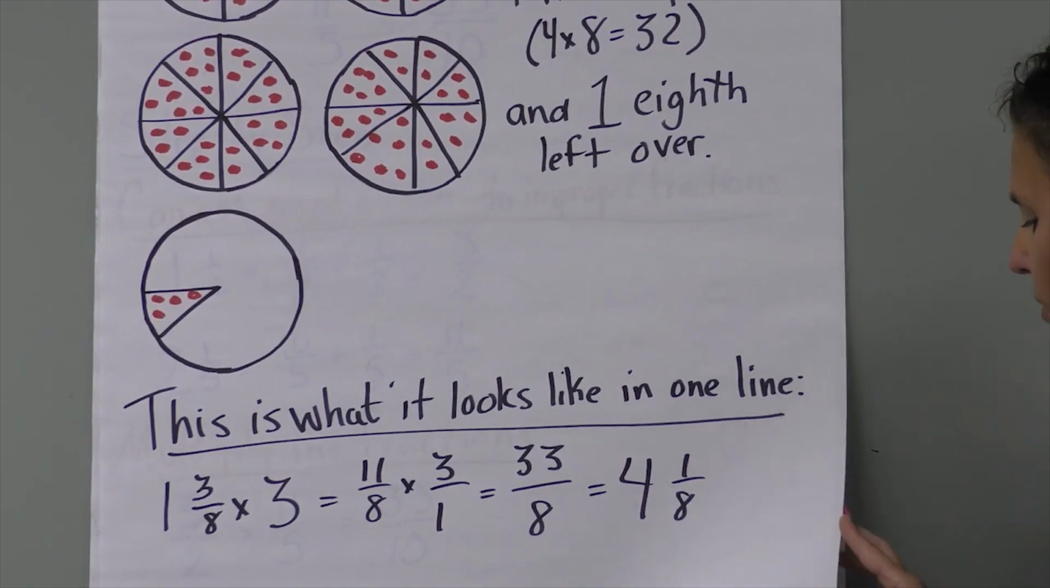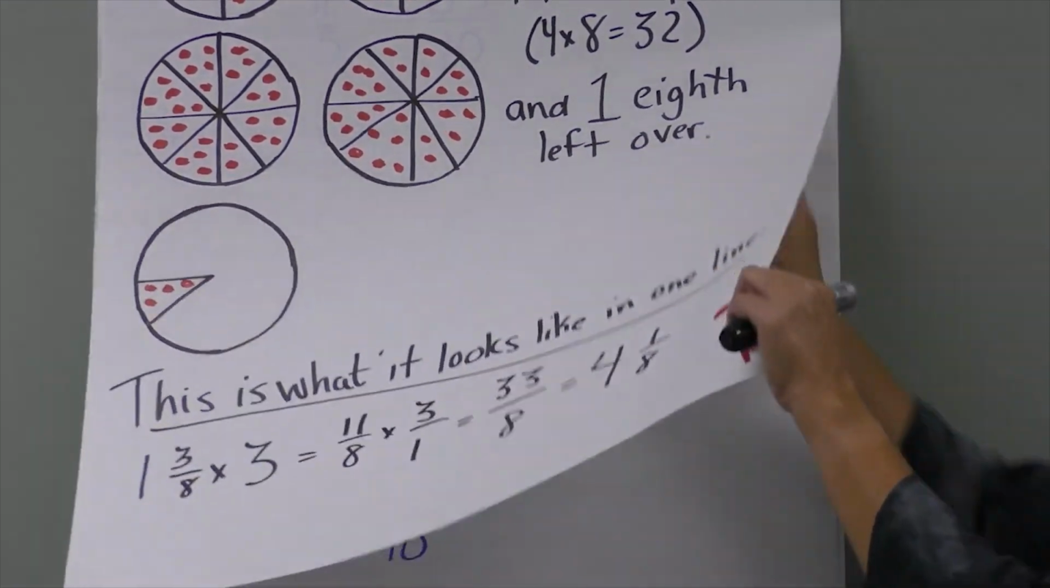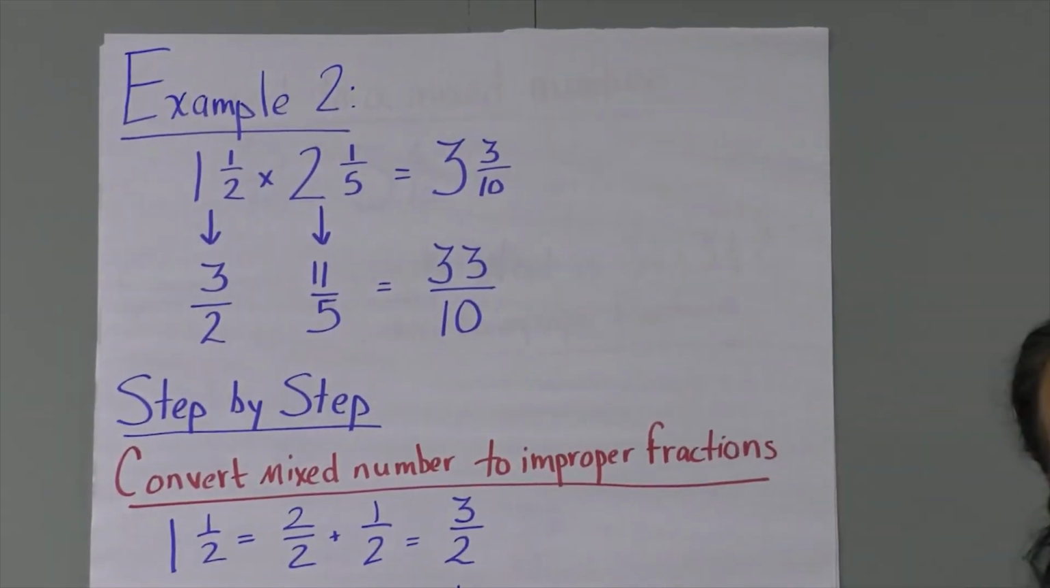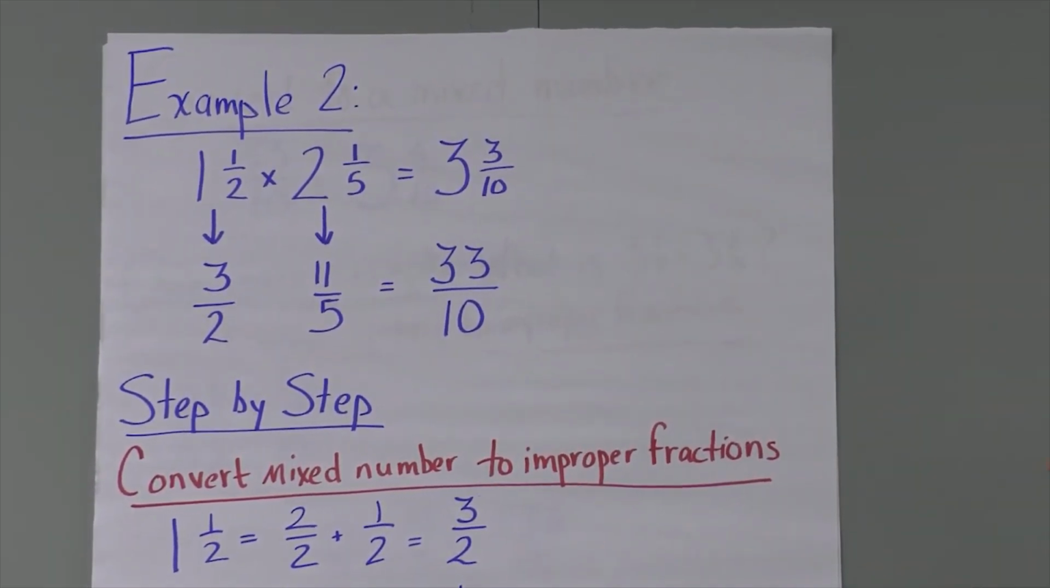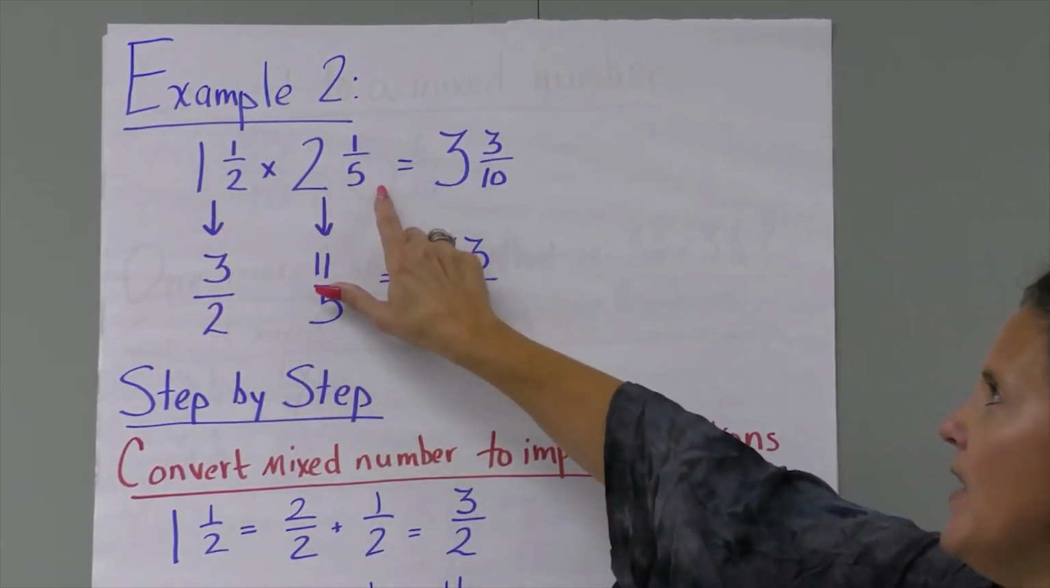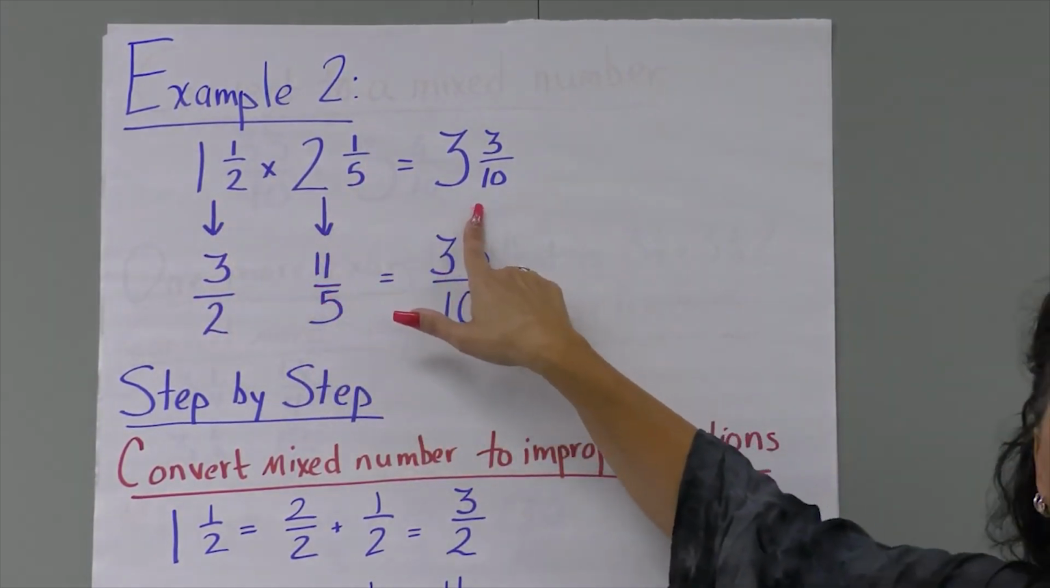Okay, so let's look at one more example just to make sure that we're doing it properly. Here's example number 2. In this instance, we have 2 mixed numbers we're going to multiply together. We have 1 1/2 and 2 1/5. Here's our answer, but how did we get this answer?